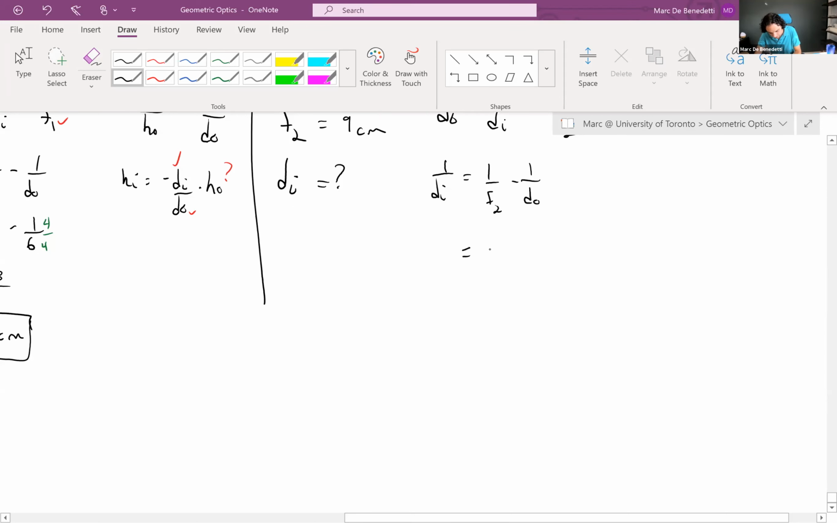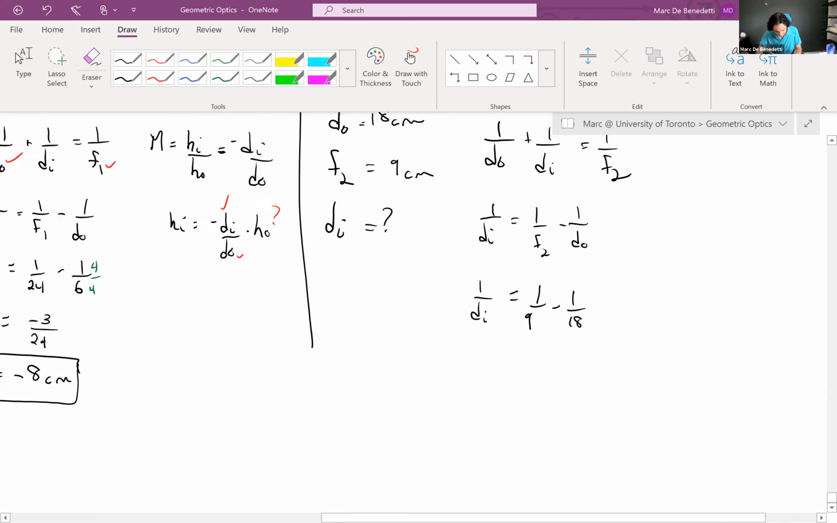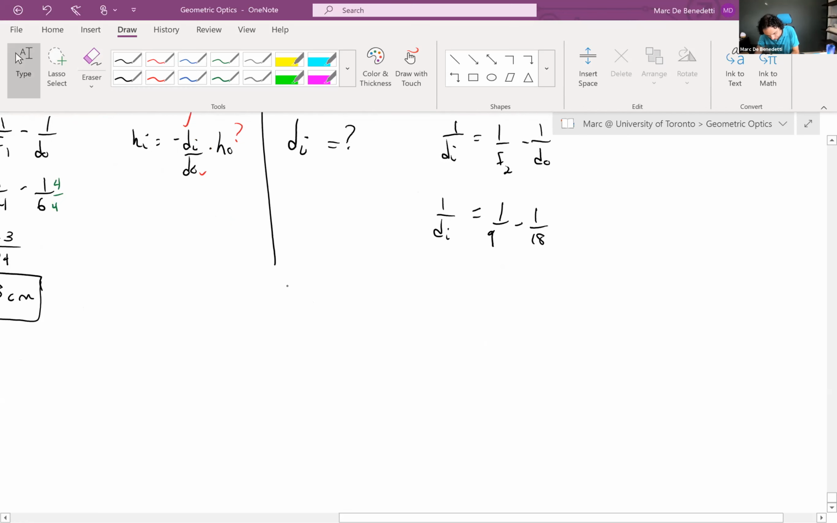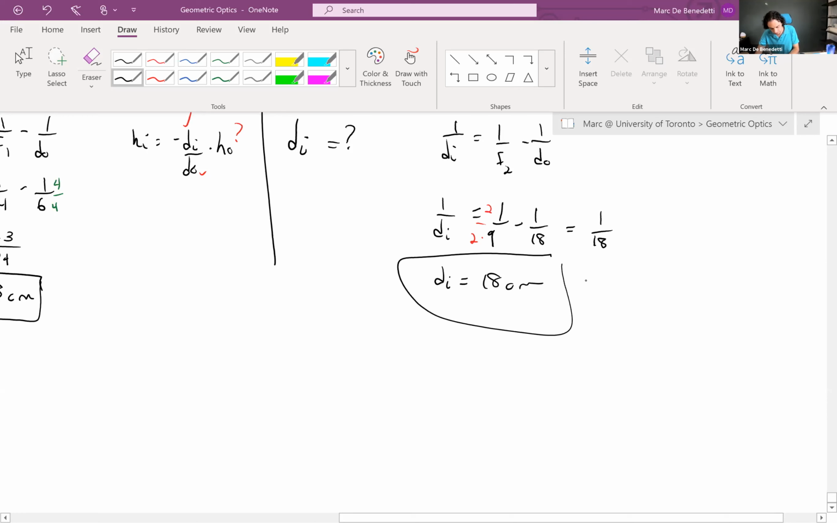And solving, 1 over 9 minus 1 over 18 equals 1 over DI. I think that was right. F2 is 9, DO is 18. Yep, cool. And going through this it's going to be 1 over 18, because we're doing 2 over 18 minus 1 over 18, so 2 minus 1 is 1 over 18. So this means the distance of the image is going to be 18 centimeters. And it's a positive value. A positive value means it's real.